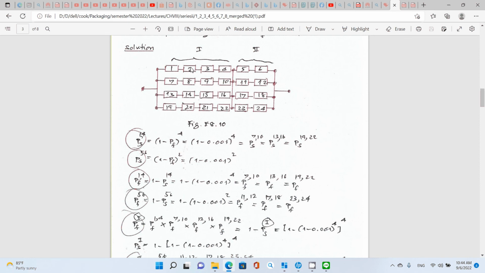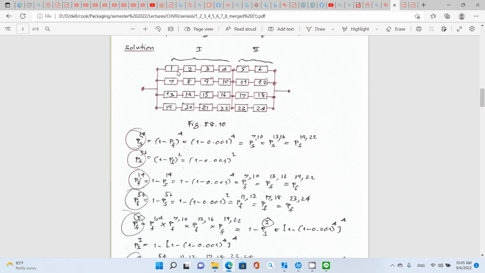I separate the system into system 1 and system 2. Now components 1, 2, 3, 4 are in series, so your PS 1 to 4 is PS1, PS2, PS3, PS4. Since PF is given, your PS is going to be 1 minus PF, because you know PF plus PS equals 1. That's the failure probability and survival probability.